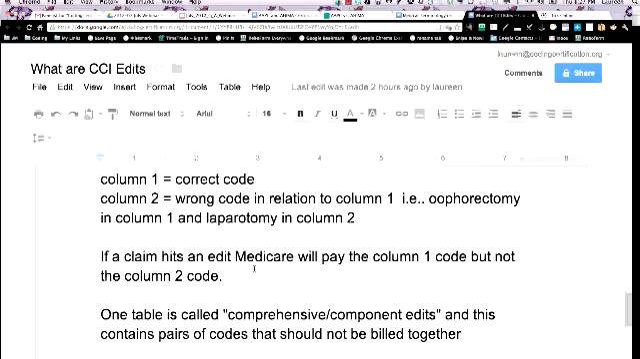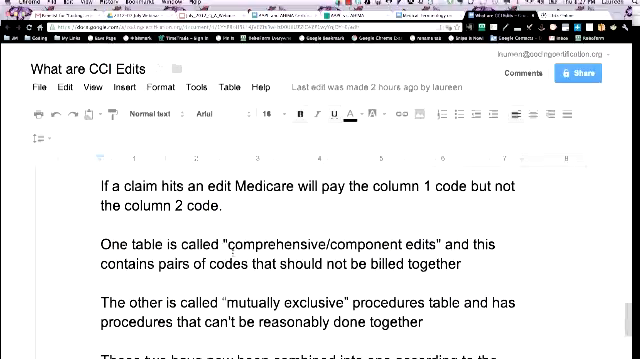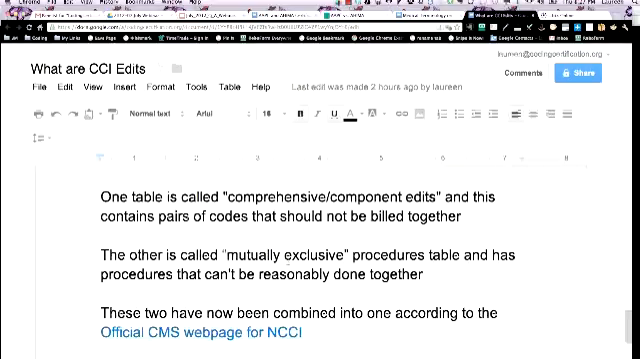Now, there's 2 types of tables. One is the comprehensive/component edits, which is what that oophorectomy example is. And this contains pairs of codes that should not be billed together. And the other is called mutually exclusive procedures and has procedures that can't reasonably be done together. For example, oftentimes we'll have a procedure and it will say partial, and then indented underneath it, it will say complete, or vice versa. So you would never bill those two codes at the same time. It was either partial or it was complete. Okay, so hopefully you can get an idea of the two types.